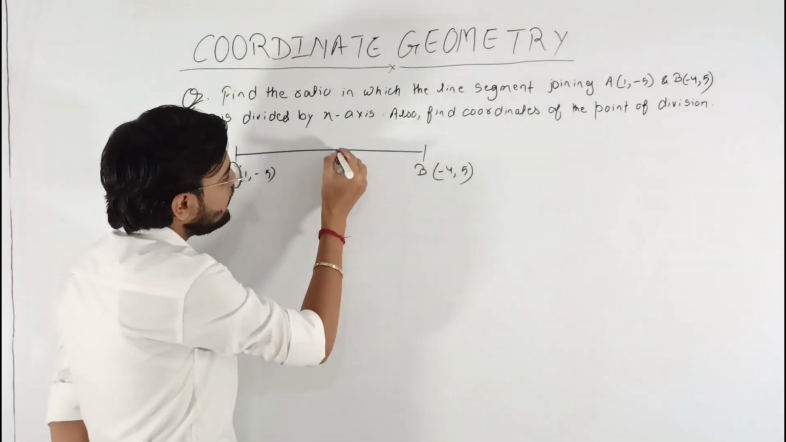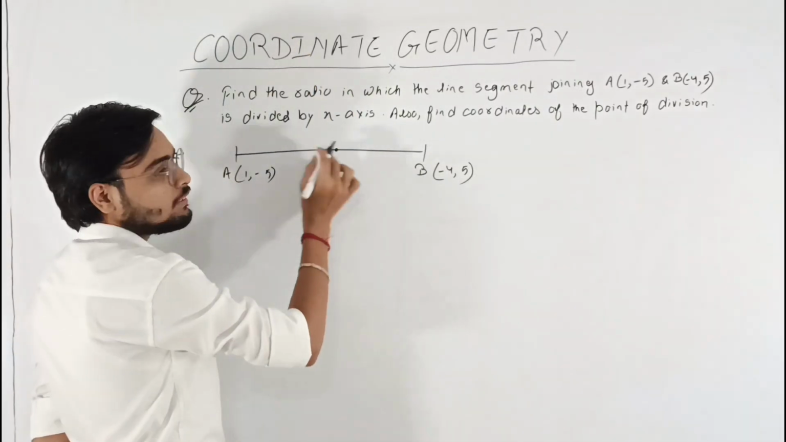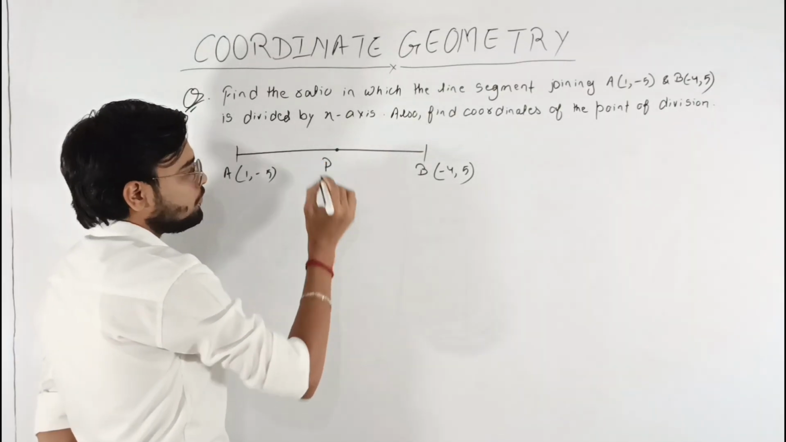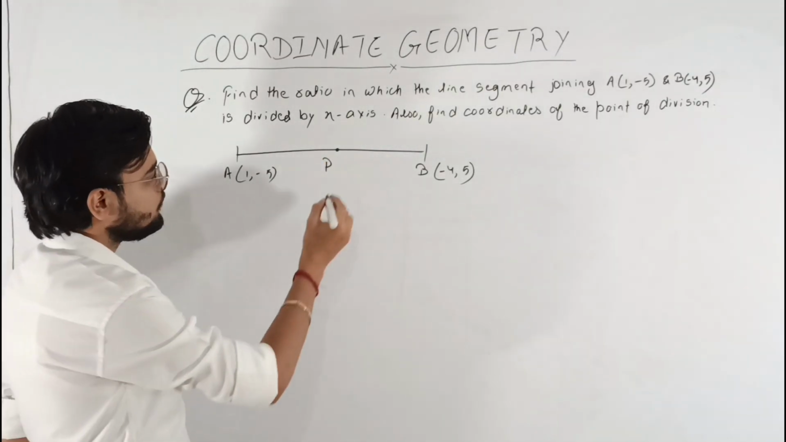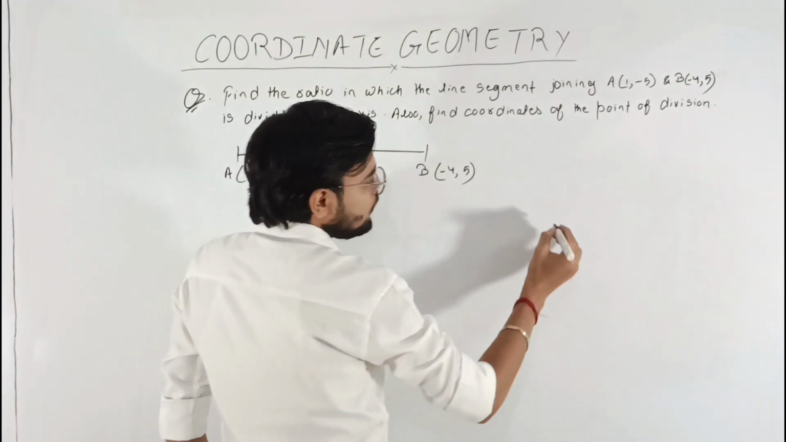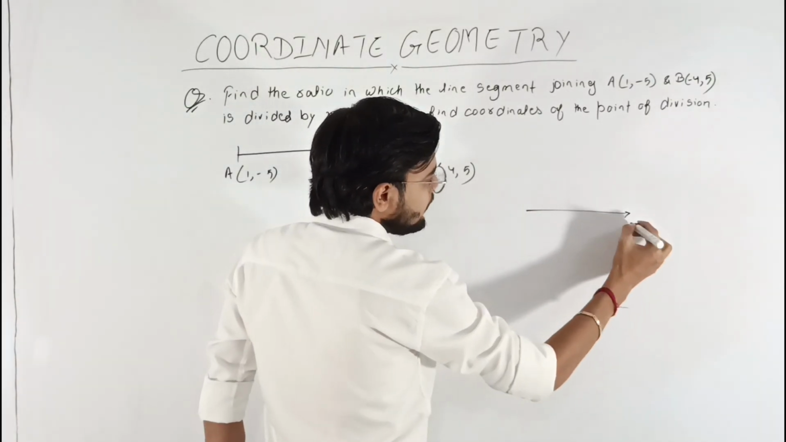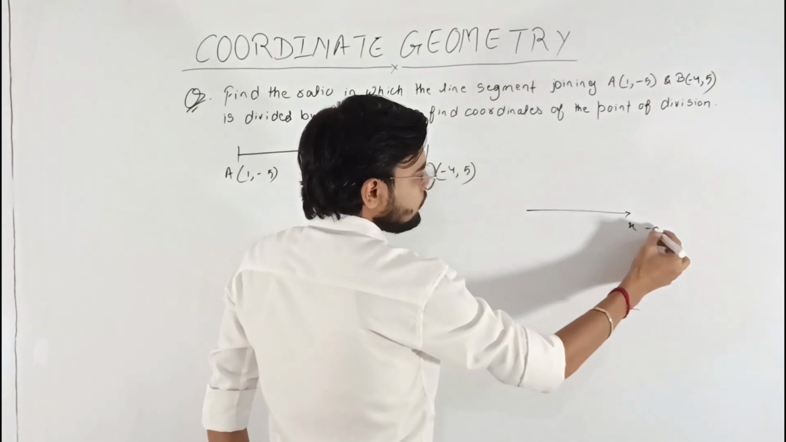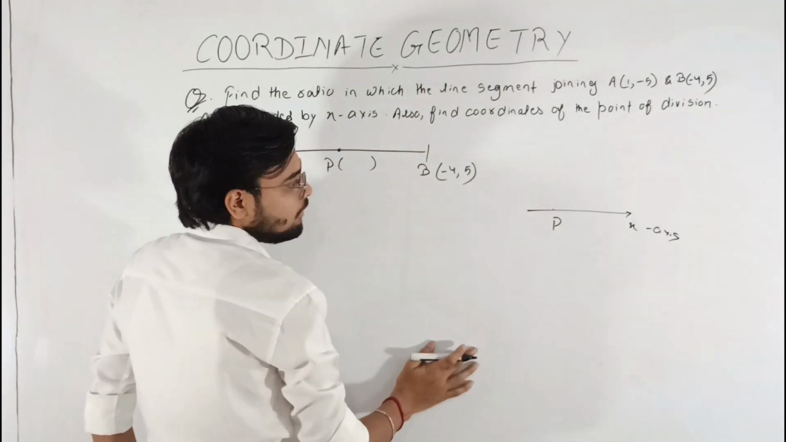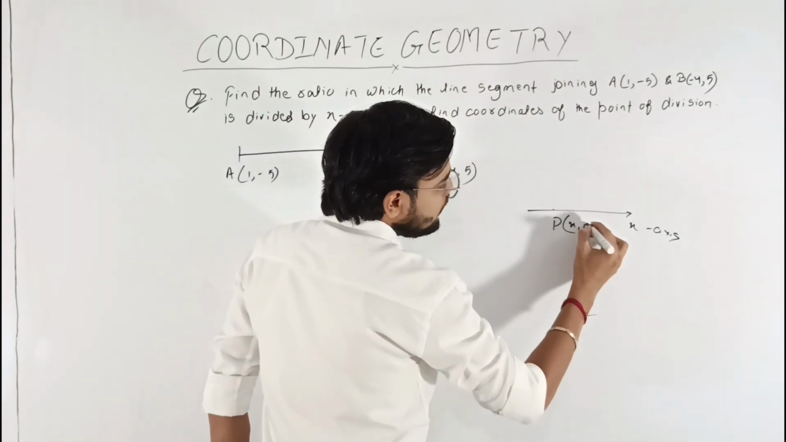So suppose at this point, this line is divided by the x-axis. Then let this point be P. Now what are the coordinates of this P? Divided by the x-axis, so this is suppose the x-axis, and this point P lies on this axis. Then what are the coordinates of point P? (x, 0).